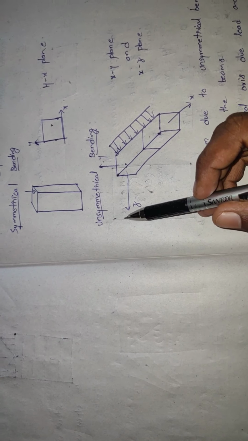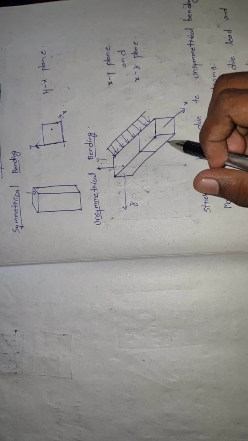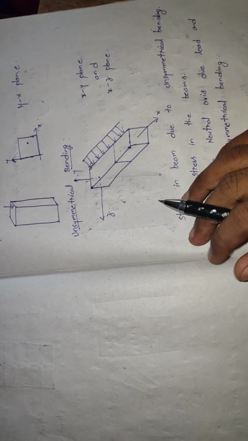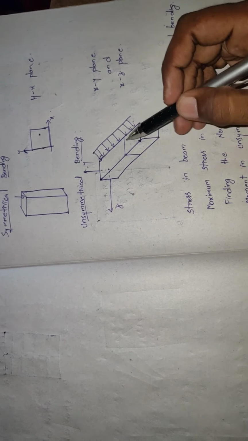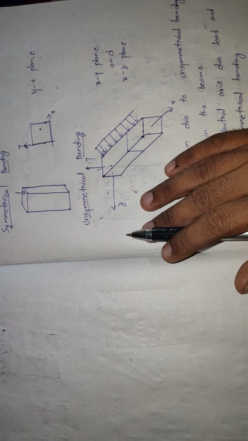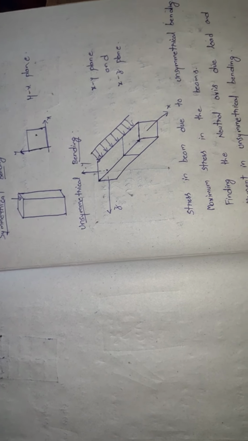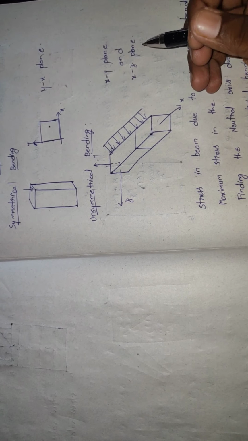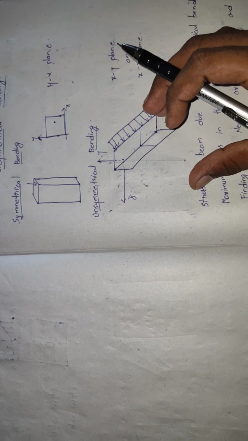Whereas if we take unsymmetrical bending, this is a beam and these are the axes X, Y, Z, and the uniform load is acting. When the load is acting, the bending of the beam takes place in two planes, that is in the XY plane and the XZ plane. In both planes the bending of the beam will take place.